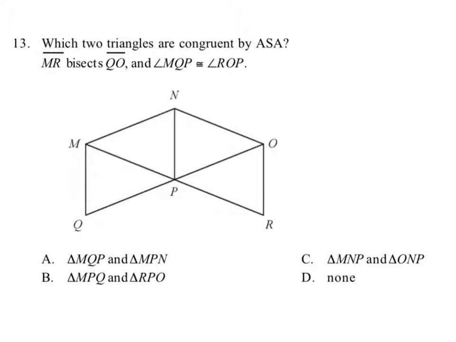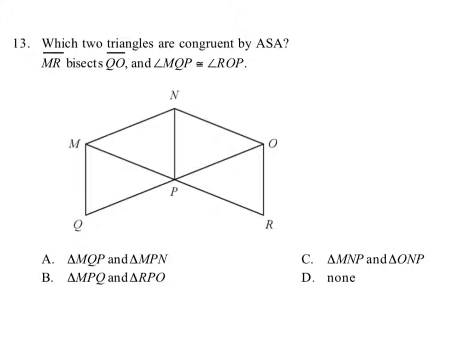So which two triangles are congruent by angle, side, angle? Let's mark what we know. We know that MR bisects QO. So when you have a line bisecting another line, the line that's bisected has two equal parts. So how do we name that?